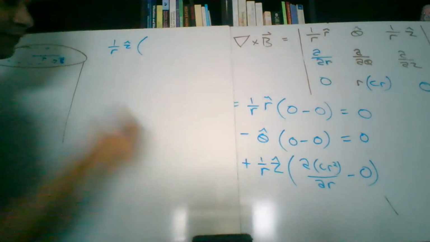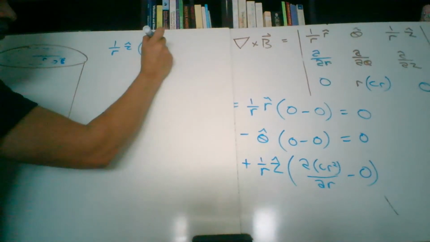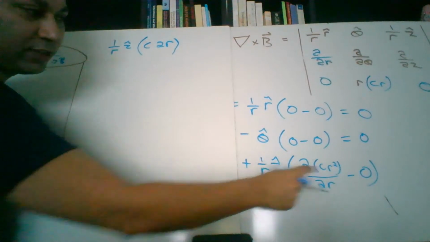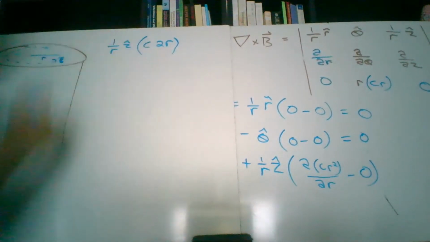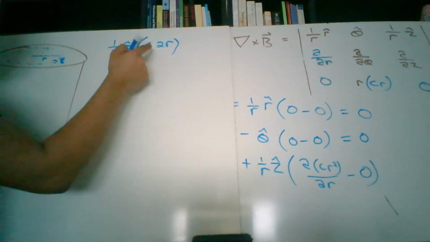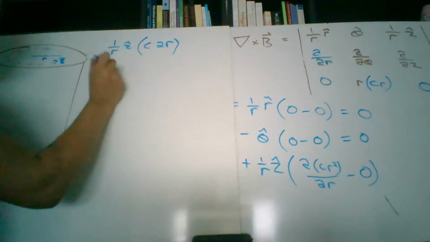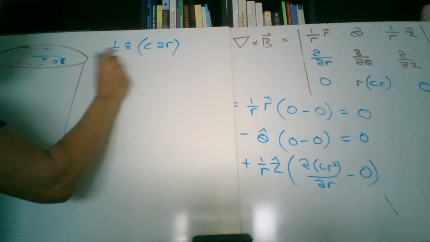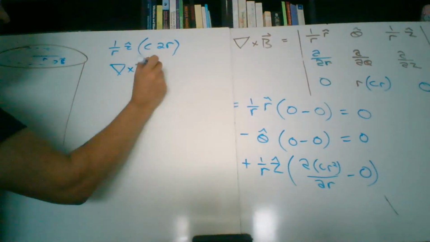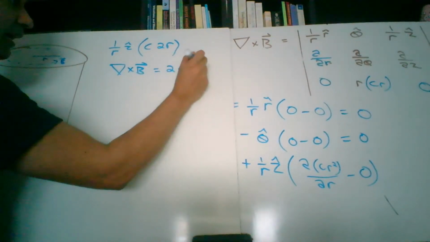And then the derivative of this is going to be c times 2r. Right? You take the c out, and the derivative of r squared is 2r. So there's that. And this cleans up to be equal to, I'm missing something here, aren't I? No, I'm not. The r's cancel out, and we're left with 2 times c in the z hat direction.